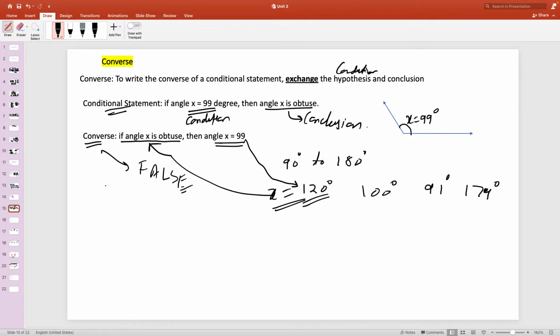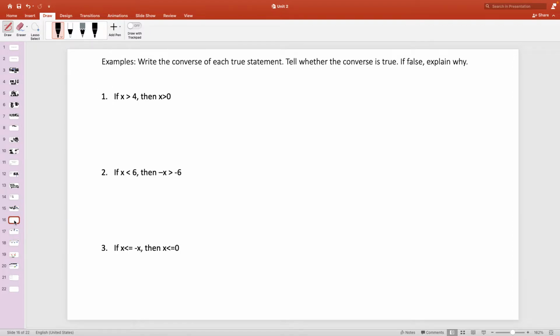Now, in a few minutes we will see that in certain situations the conditional statement and converse can both be true, and there is a unique meaning and importance associated when that happens. So bear with me for a few more minutes until that happens. Okay, so now hopefully you understand the concept of converse. Let's move on to the next.